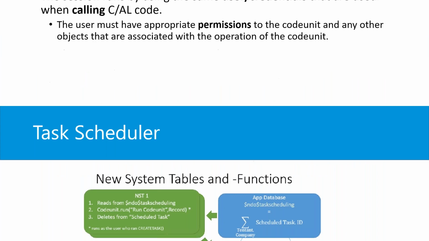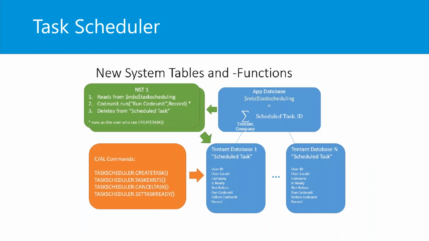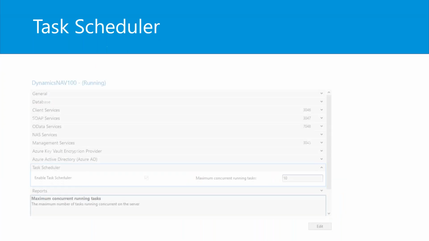It's very important. Here I try to summarize the information. So a service tier will read from the table, execute your code unit, and once it's executed, it will delete the task. In the app database, there is some information stored here on different tenants, and we can make use of a number of functions: create task, task exists, cancel task, and set task as ready.